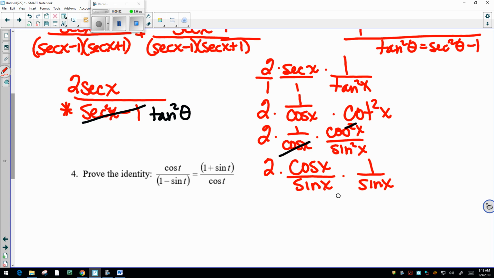Well, that's my cotangent. What do I know about 1 over sine? Well, that's my cosecant. So I've just proven that identity. I now have 2 cotangent x, cosecant x. And we're done.